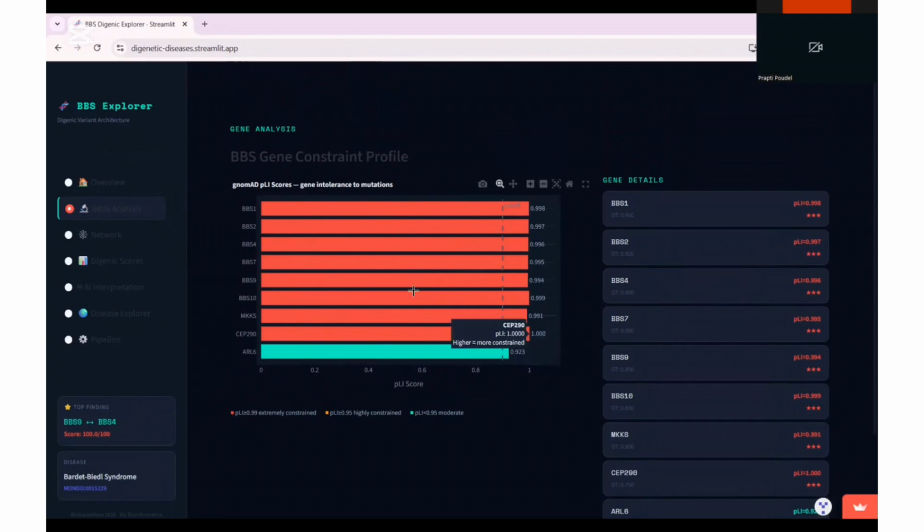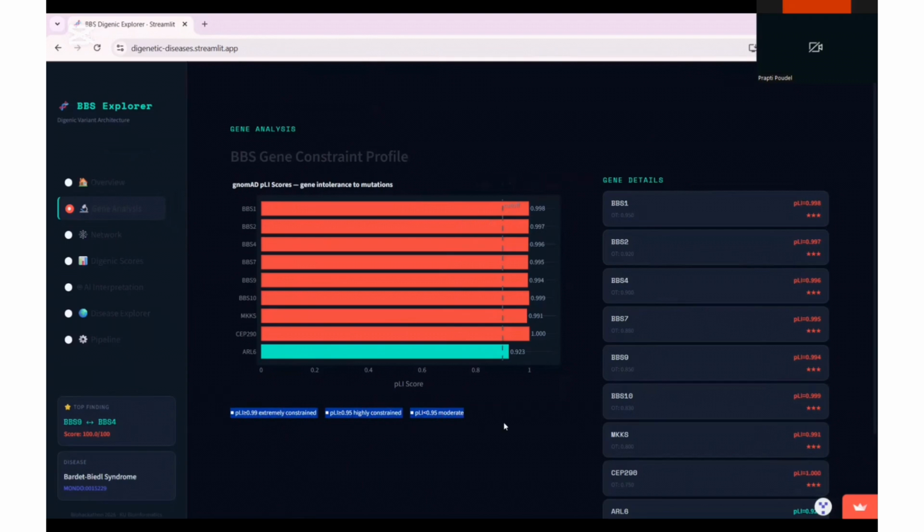Every single gene passes our pLI greater than 0.9 filter. This basically validates we are working with the right gene set for the digenic analysis. The detail card on the right cross-validates each gene against the Open Targets association score.